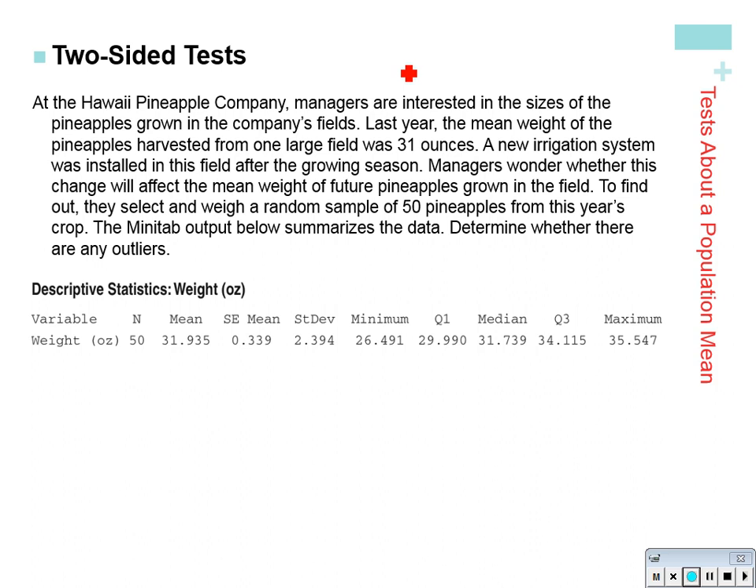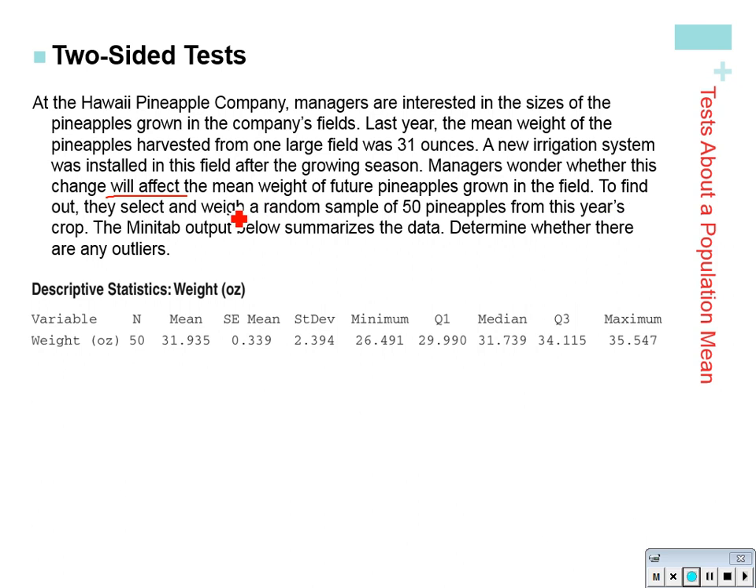Last year, the mean weight of the pineapples harvested from one large field was 31 ounces. A new irrigation system was installed in this field after the growing season. Managers wonder whether this change will affect the mean weight of the future pineapples grown in the field. So just note here they're saying they want to know if it will affect it. It doesn't say whether they think it's going to be more or less than.